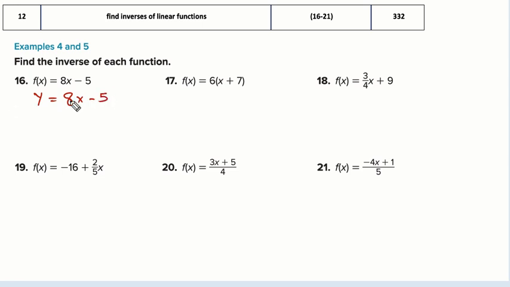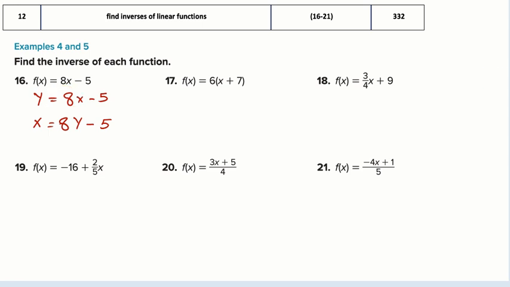Step 2, you will interchange. Interchange means put y as x and x as y. Okay, that's your step 2. So in step 1, what we did, f of x to y. In step 2, we interchange. We interchange this here and this here.